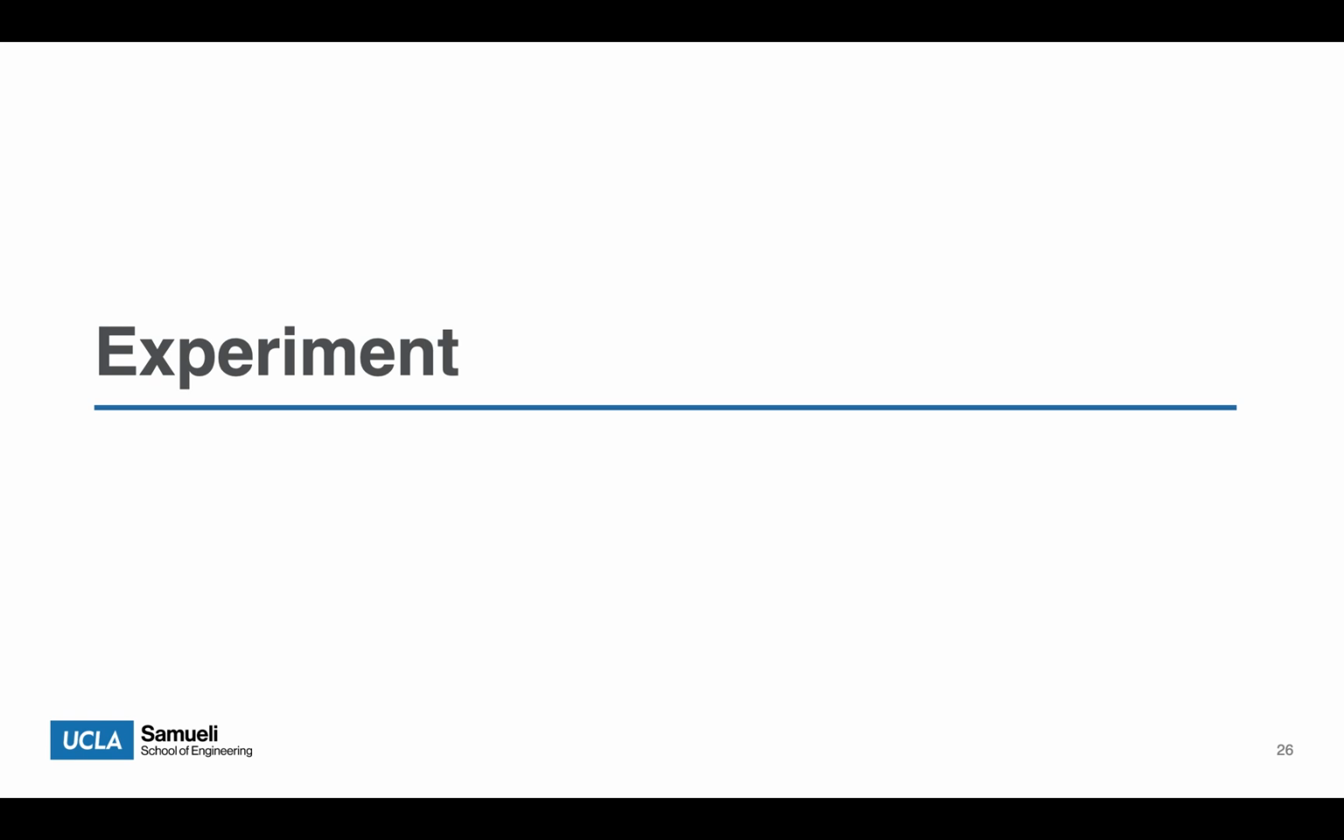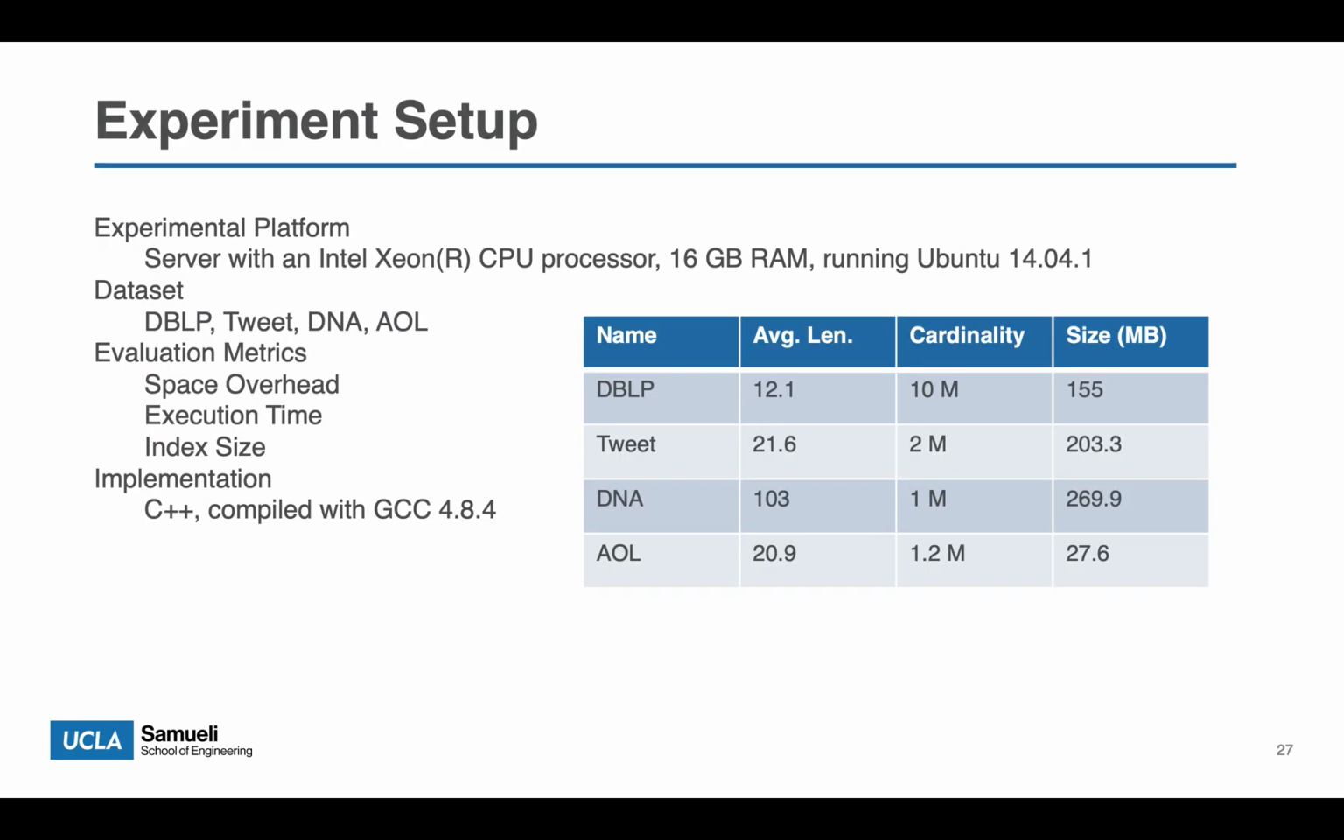So now, after introducing our framework CSS on the search and join, I want to show the extensive experiments we have conducted over the algorithms. So here is the experiment setup. We have a server with Intel CPU processors, 16 gigabytes of RAM, running Ubuntu 14. The datasets include DBLP, which contains a computer science bibliography, Tweet, which contains tweet posts, DNA, which contains DNA sequences, and AOL, which contains query logs.